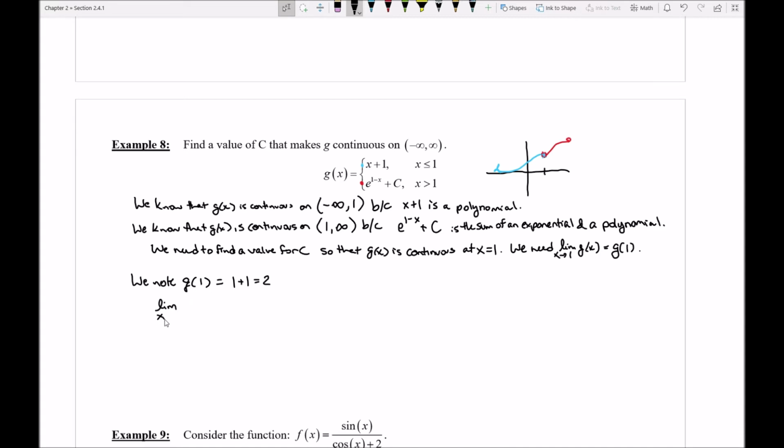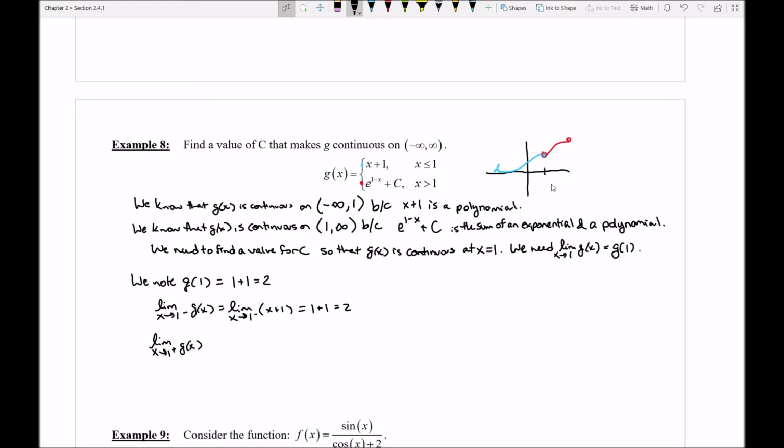My limit as x approaches 1 from the left is going to use my blue portion of the graph, and so that's going to use x plus 1. That's a polynomial, so I can direct substitute. 1 plus 1, that's 2. Okay, so far this is great. Let's see what the limit is, though, as I approach 1 from the right.